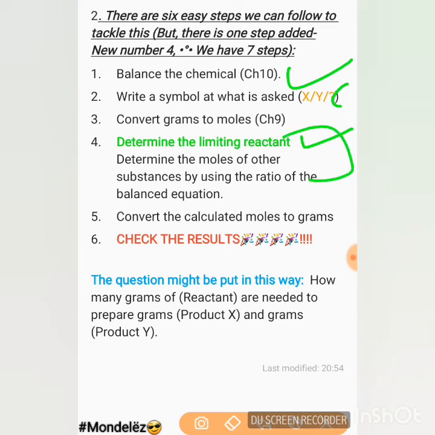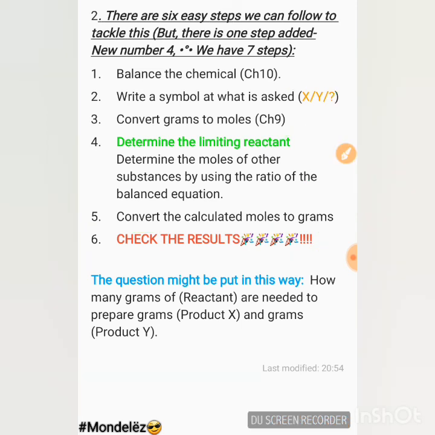We'll do that using the conversion factor method. You will see how I went about it in the second video. And then after that you're going to convert the calculated moles to grams, and voila, the 6th step, that's where you check the results.